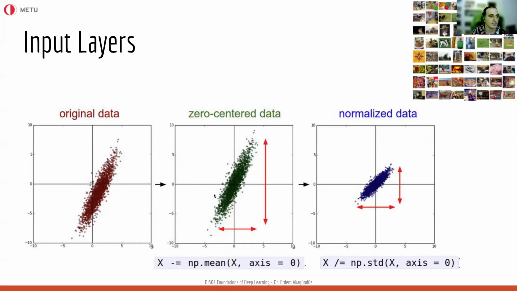This is zero-centered data. So you calculate the average of each dimension, which is something like here. You subtract this center value from each sample, and your data becomes zero-centered. Or you can normalize it as well, which means the distribution of the data in each dimension will be equal. You can do this by dividing each dimension by the variance of that dimension. There are other ways as well.